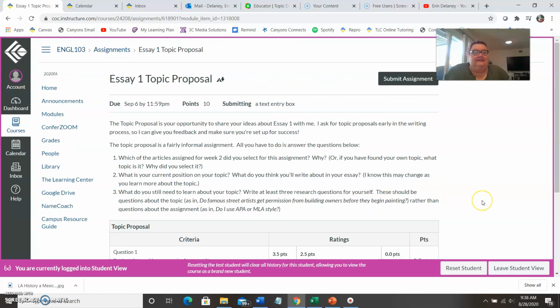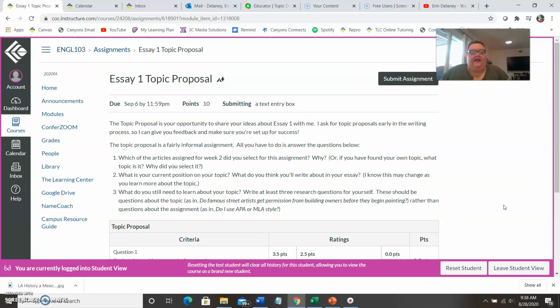And then the last thing that's due in week 2 is a topic proposal. Topic proposals are fairly informal. It should be a very low stress assignment. It's just your opportunity to let me know what you're thinking about writing for essay 1. I like to give feedback early on in the writing process, because it helps me see whether or not students are on the right track. So if someone has gone way off topic, I can help them.